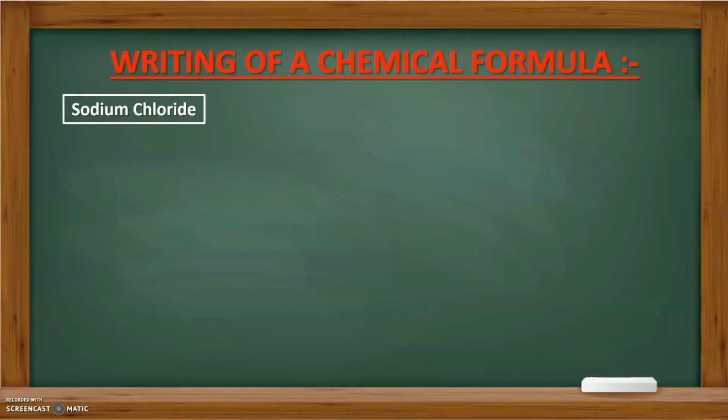Now I'll teach you how to write a chemical formula with some examples. First, let's take an example of sodium chloride. In the first step, we write down the symbols of both these elements, in which we write down the symbol of sodium on the left side as it is the positive element and write down the symbol of chloride, which is the negative element, on the right side.